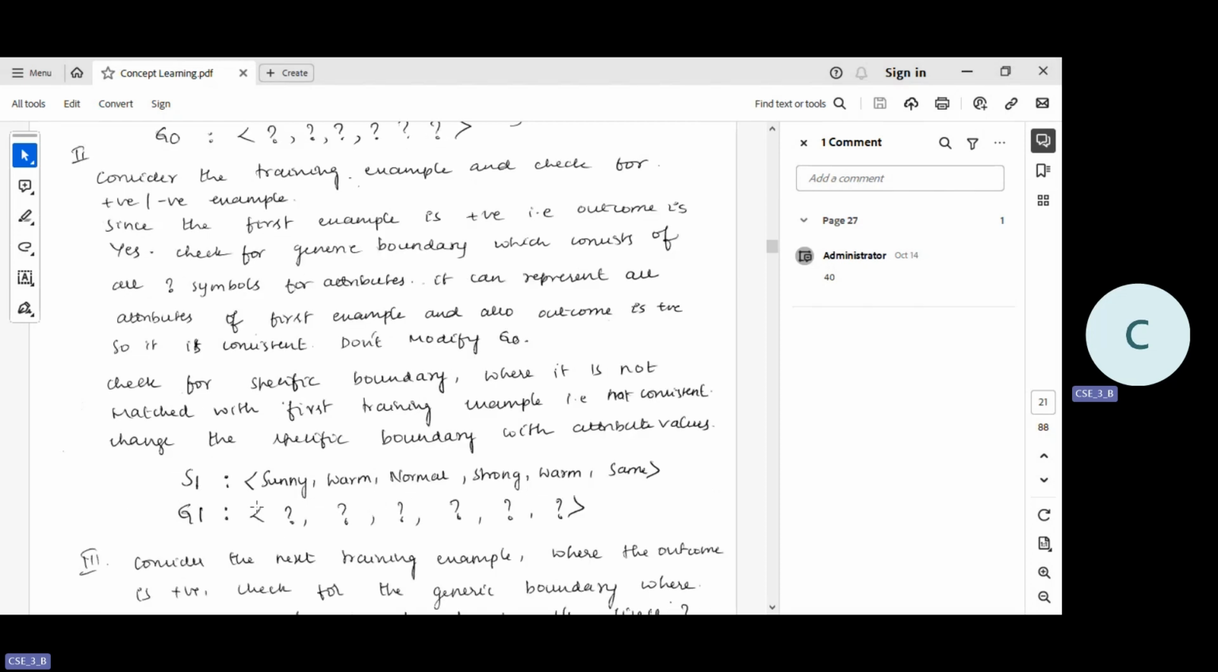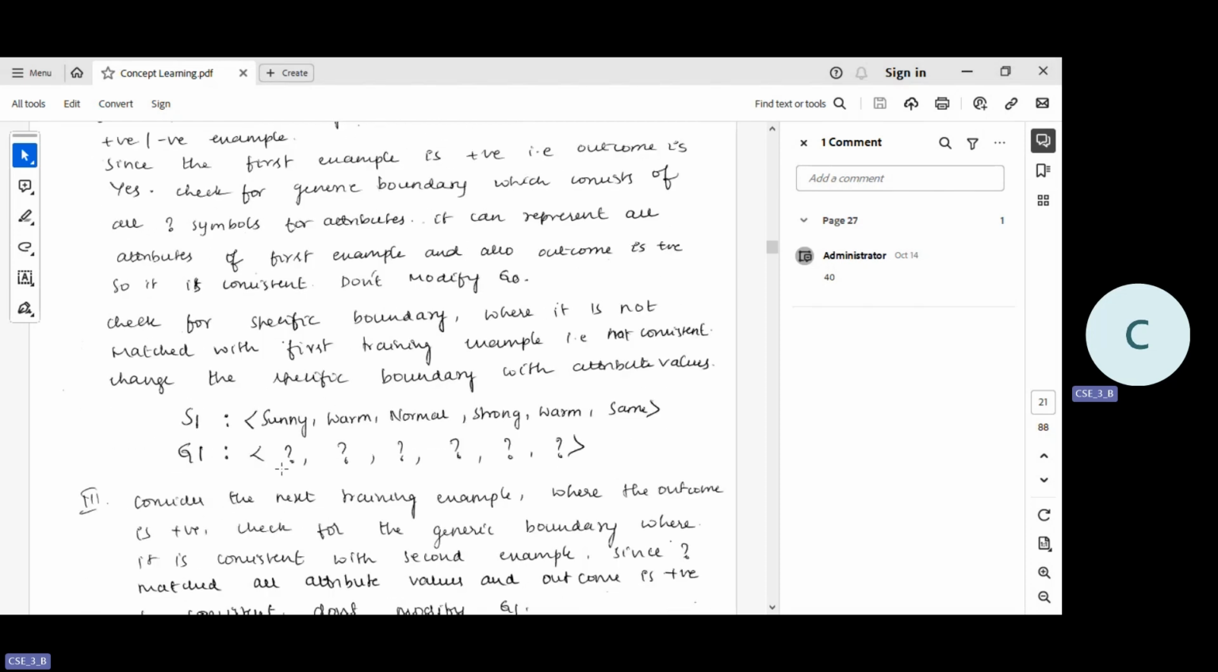So we can observe here in the next iteration, we are replacing all the symbols with the actual attribute values related to the first training example: sunny, warm, normal, strong, warm, and same. And our general hypothesis is retained as it is.